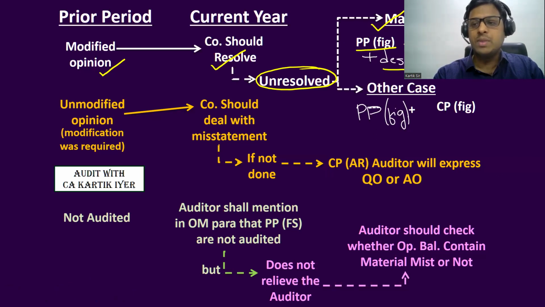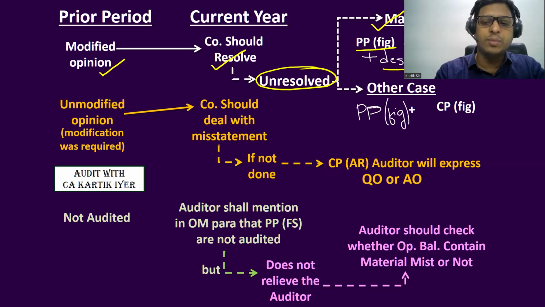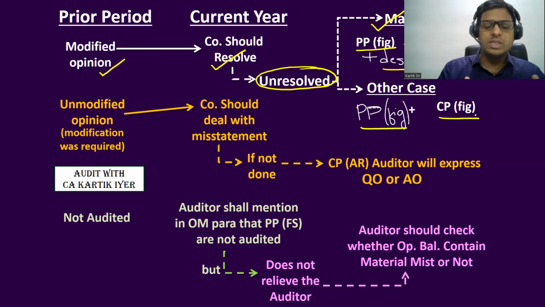He'll give a description of the matter. Whenever the auditor is commenting on a matter in which last year a modified opinion was given, and this year the matter is unresolved by the management but it is not material, the auditor will only mention the prior period figures along with the current period figures, but the description will not be that much. Only the effects will be written, and the description will not be given in a detailed way because it is not material for this year.